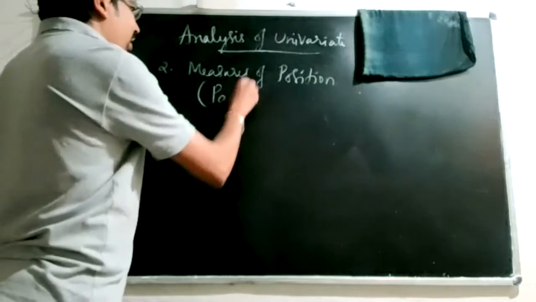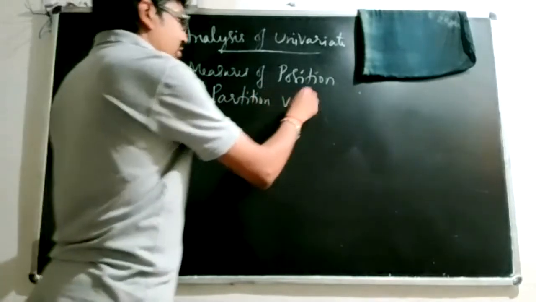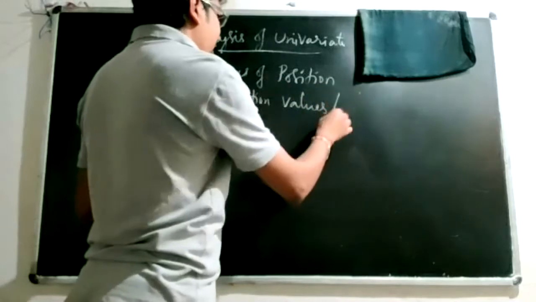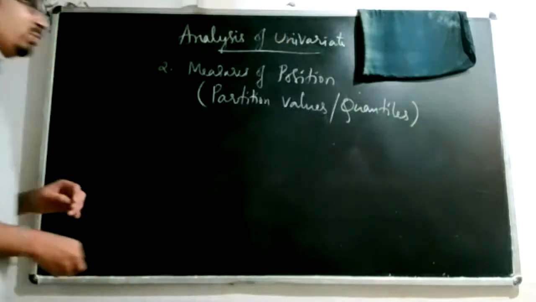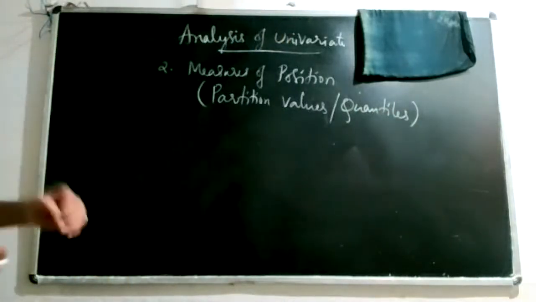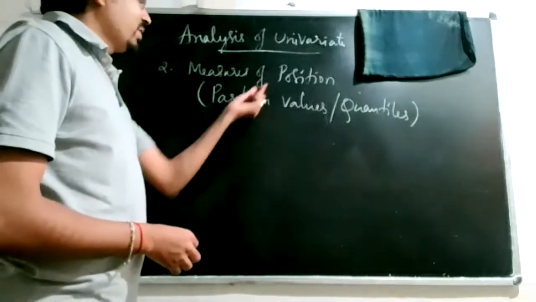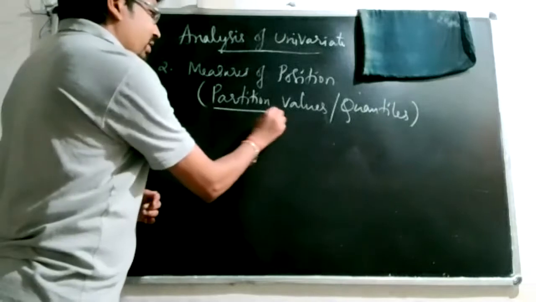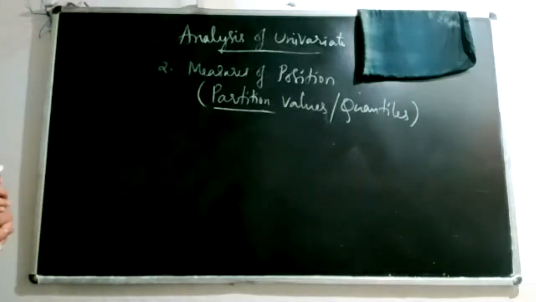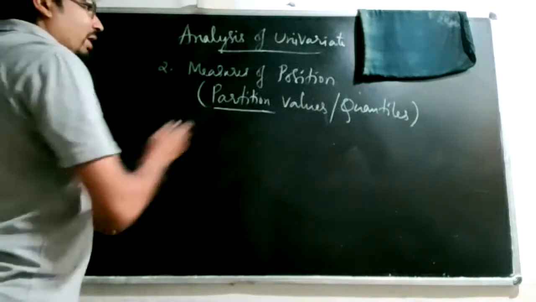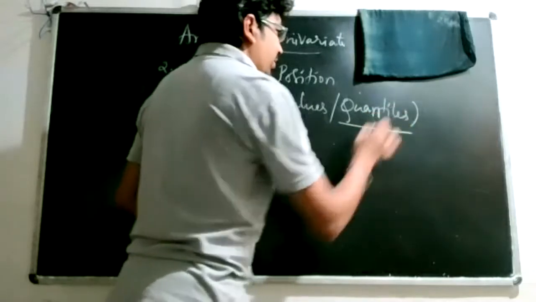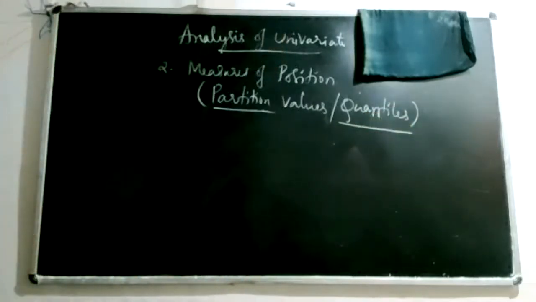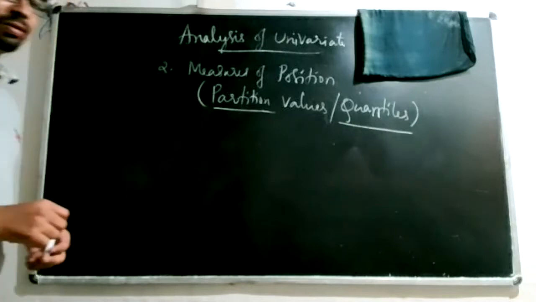They are also called partition values. Just by looking at the name, you can say they are specific values of x at certain positions. Here you are interested in position and that value of x which is in a particular position. Those values of x divide the distribution into various parts. Therefore, they are also called partition values, and the statistical name for that is quantiles. Quantile means the particular values of x which divide the distribution into various parts.